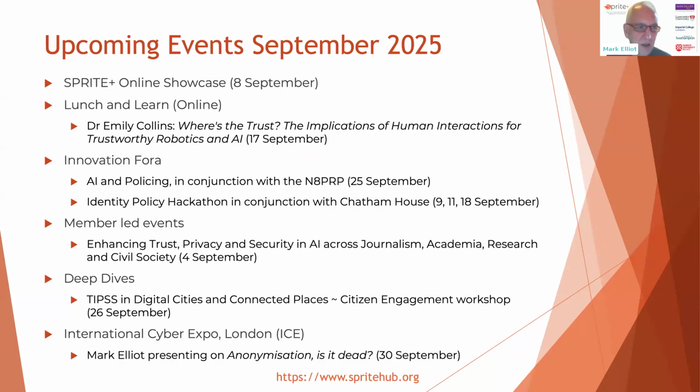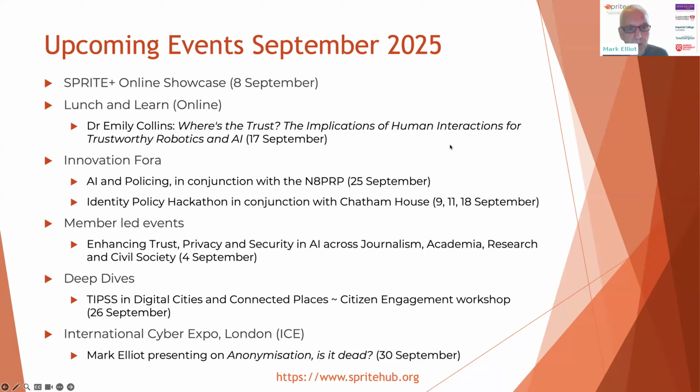As you can see, we've got quite a lot going on. It's a continuous treadmill of stuff from our point of view. We have our own webinar series called Lunch and Learn. These run on the third Wednesday of the month. Have I got that right? Thank you very much, Courtney. And the next one is Emily Collins on Where is Trust? Human Implications for Interactions of Trustworthy Robotics and AI, which is on the 17th of September. There are links to all these on our website if you want to find out more.